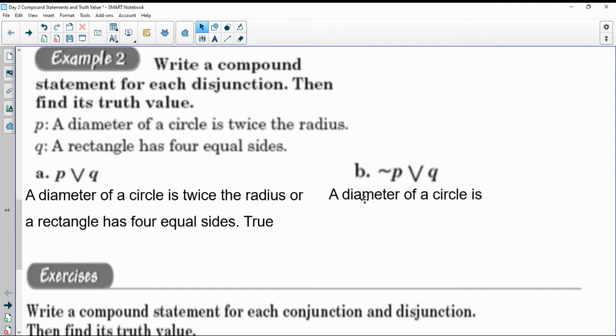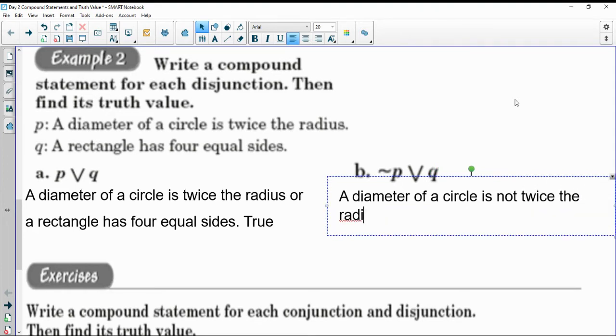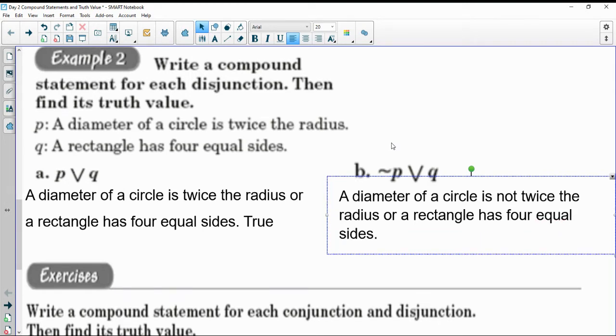Let me scoot over again. And then I've got my or symbol again, so I got to put in there or. And then it says Q, which is a rectangle has four equal sides. Okay, so there's my sentence. I need to find its truth value. So a diameter of a circle is not twice the radius. That is false. So I have an or, which means I have another chance if Q works.